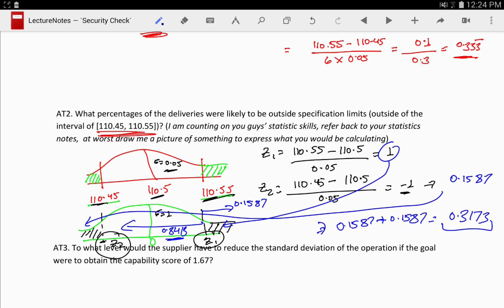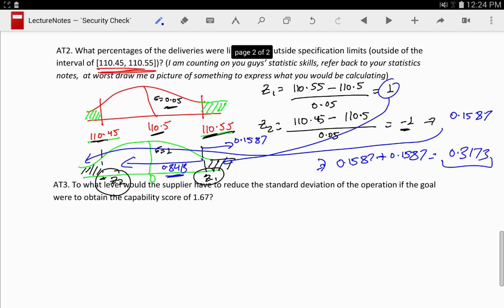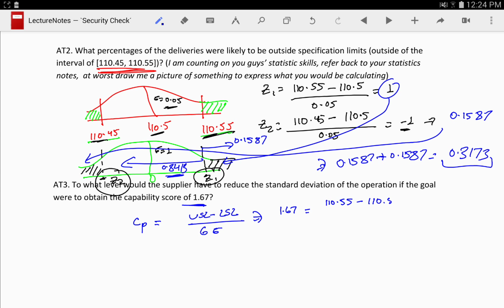The next question is, suppose the supplier wants the CP to be 1.67. How should you change the standard deviation? Well, earlier we used CP equals upper specification limit minus lower specification limit divided by 6 sigma. Now I want the CP to be 1.67. I have the upper specification limit equal to 110.55, and the lower specification limit equal to 110.45. And I want to find what sigma I need to get.